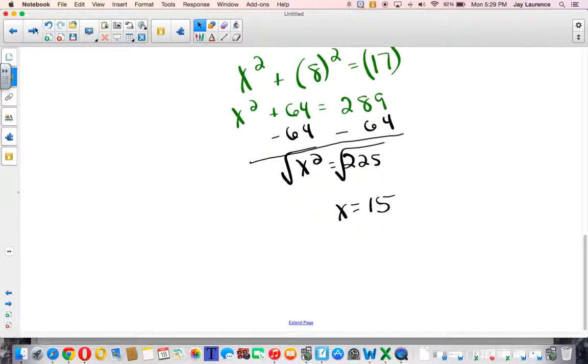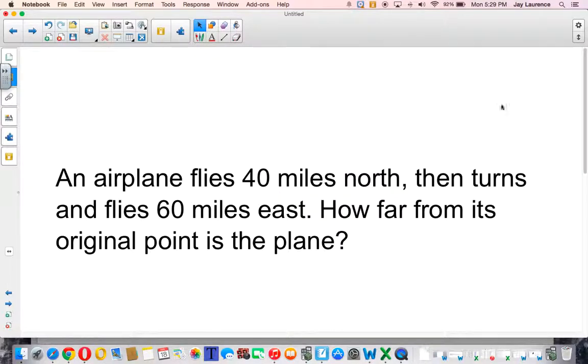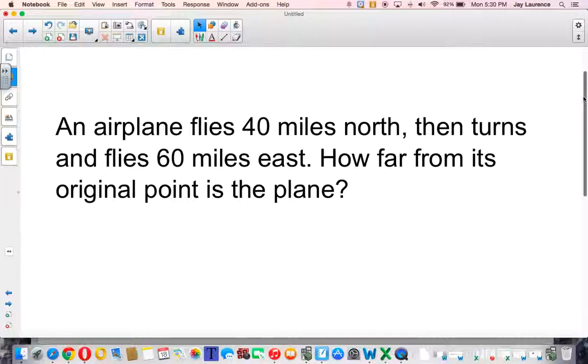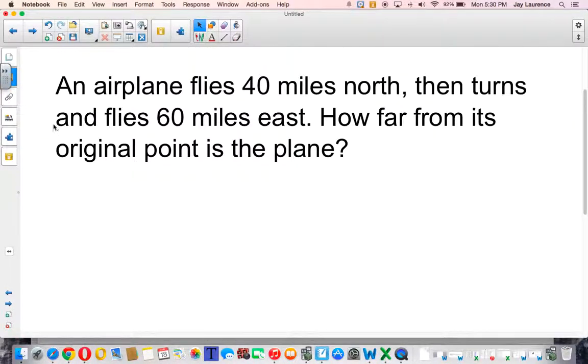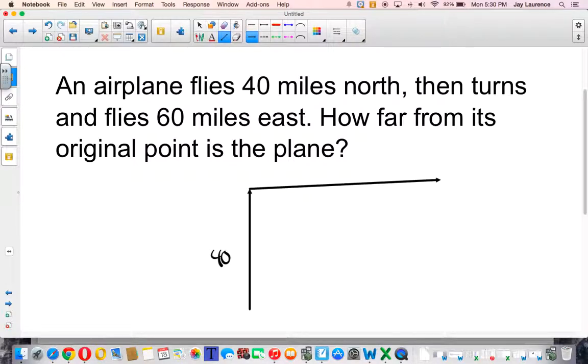Now, sometimes they'll give you a story problem, and these are so simple, they're just the Pythagorean theorem in disguise. It says an airplane flies 40 miles north. You know what? I'm going to show that. There it goes, 40 miles north. So this is 40. Okay, and then it turns and flies 60 miles east. So now it goes here, and that's 60 miles.